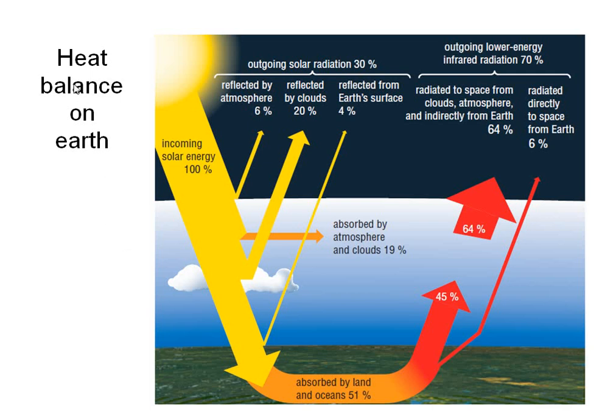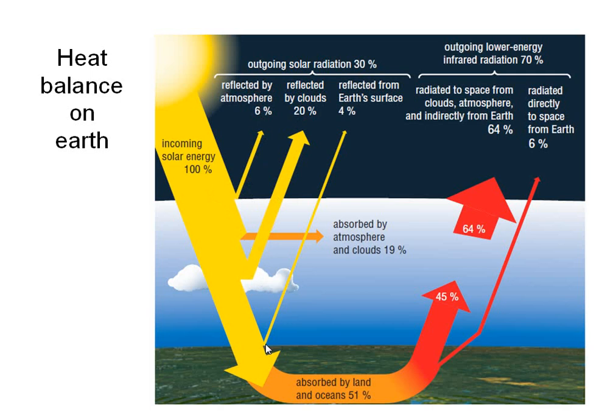Then let's start with the heat balance on Earth. So what is this? This is the heat balance on Earth. The heat comes from the sun, right? The sun. So incoming solar energy is 100% here. And then 6% is directly reflected by the atmosphere. And then about 20% is reflected by clouds, okay, by these clouds.